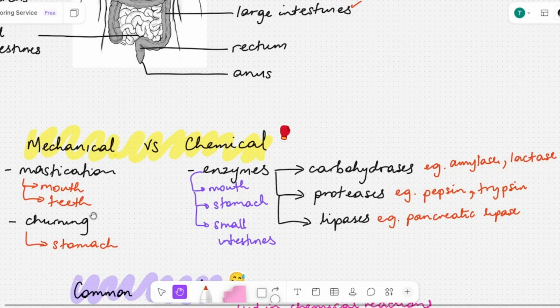Chemical digestion has nothing to do with a physical process, but as it says, only deals with the chemical process. And when it comes to that, this is where we use enzymes. We went through the definition of what an enzyme is, and this occurs at the mouth, in the stomach, as well as the small intestines. Anywhere enzymes are released, this is where we have chemical digestion taking place.